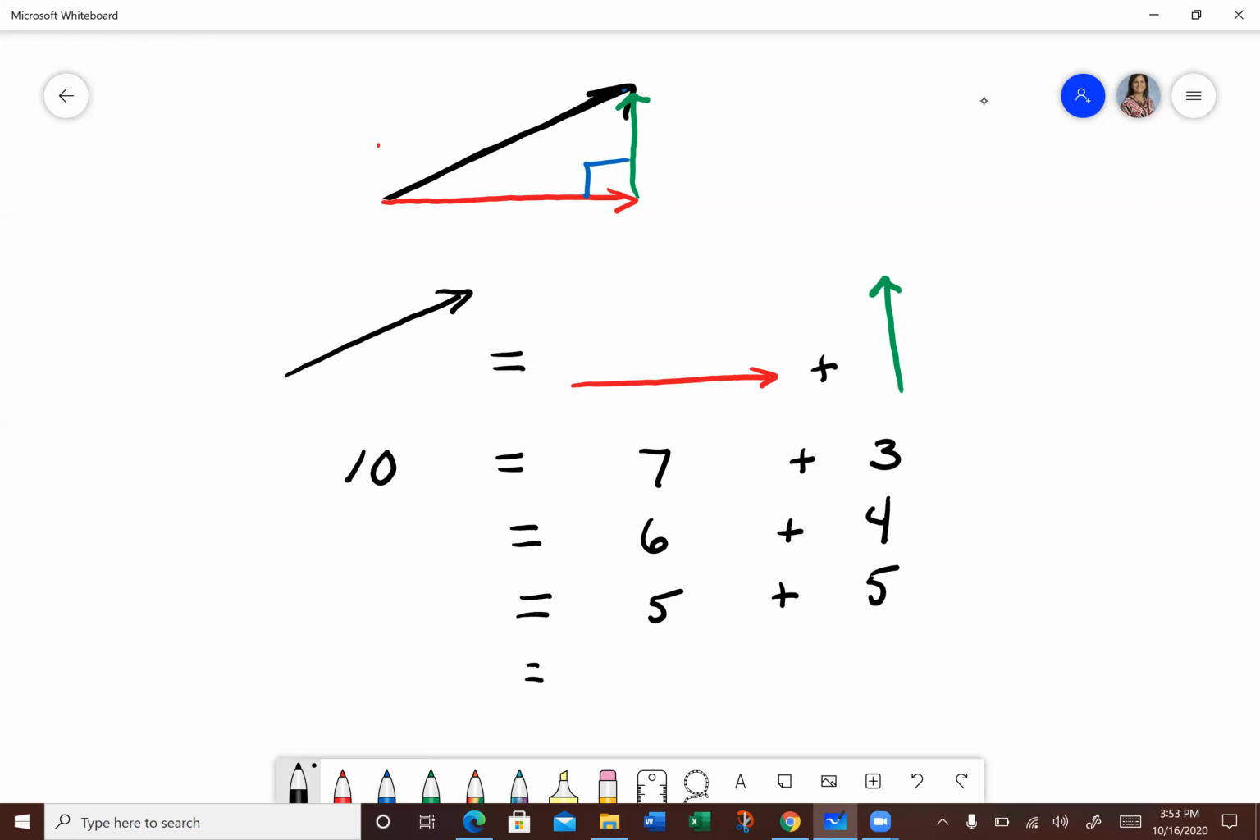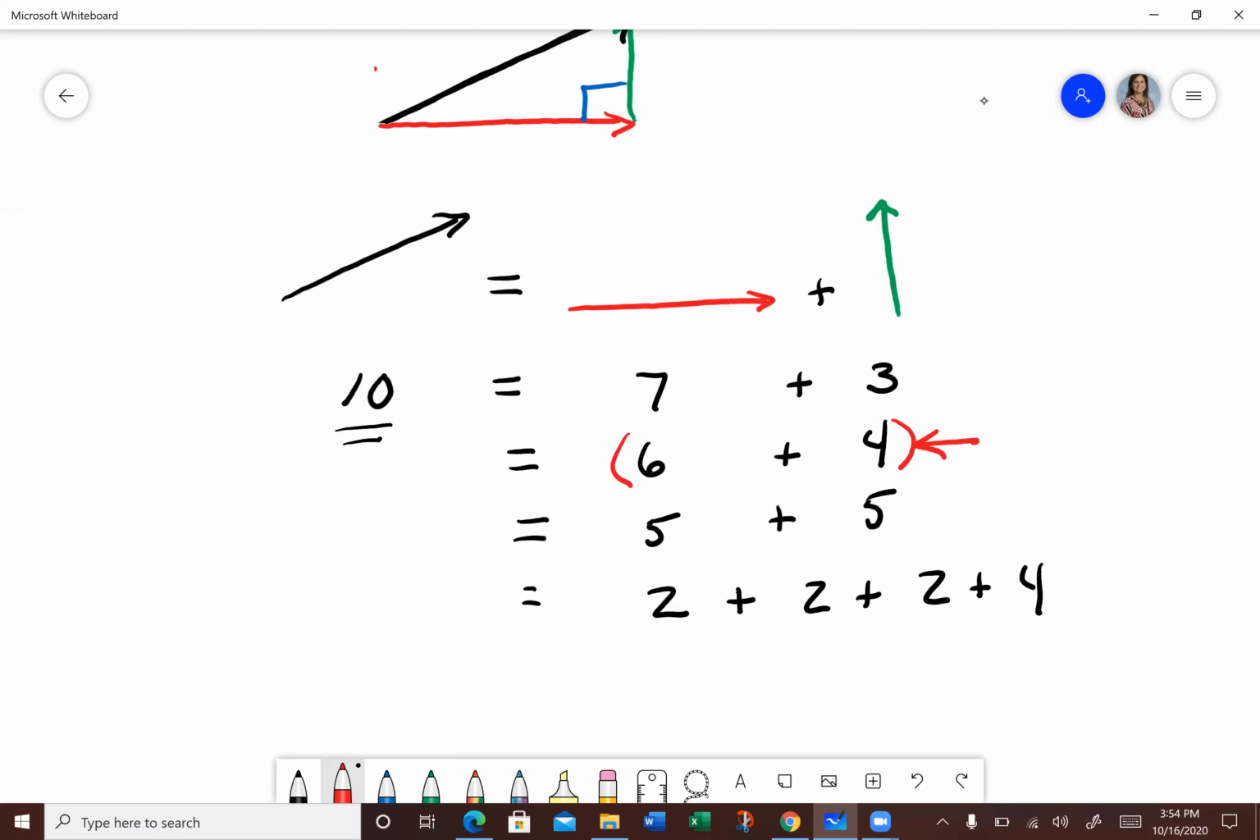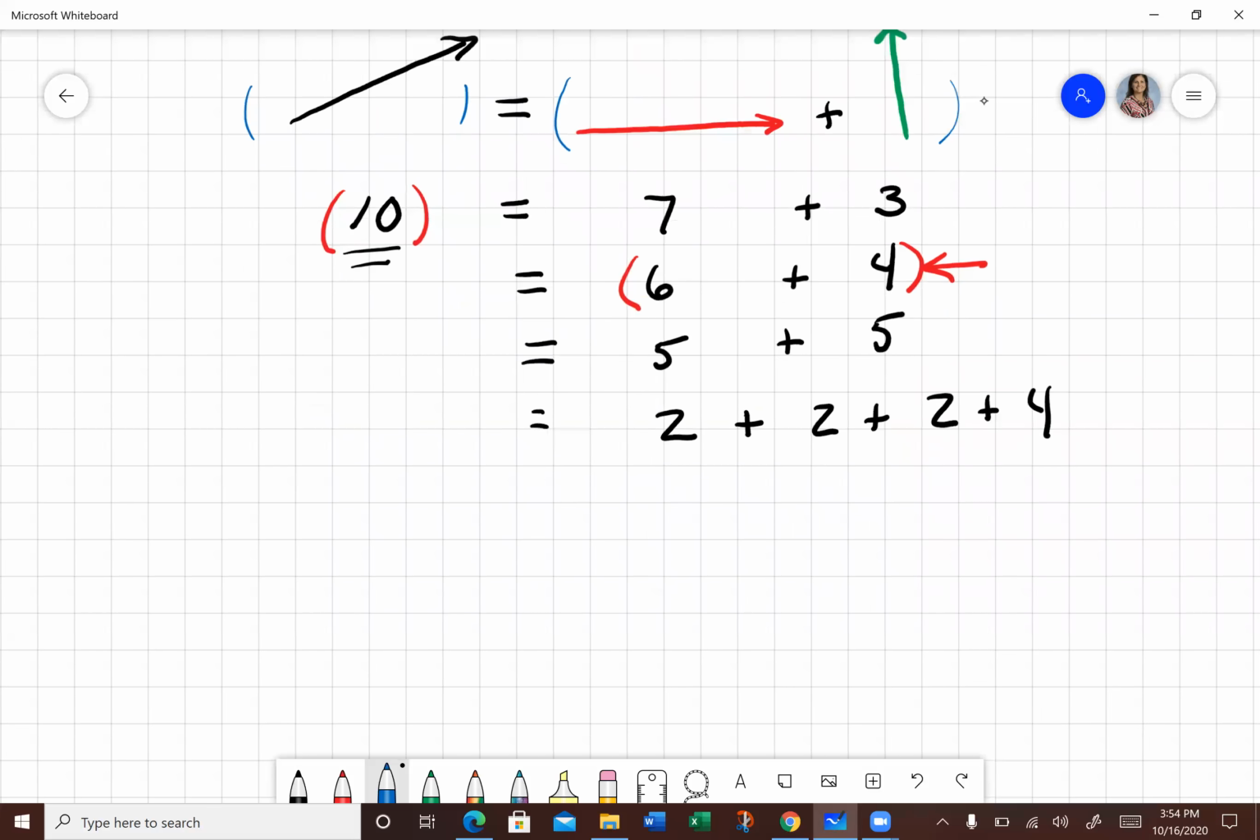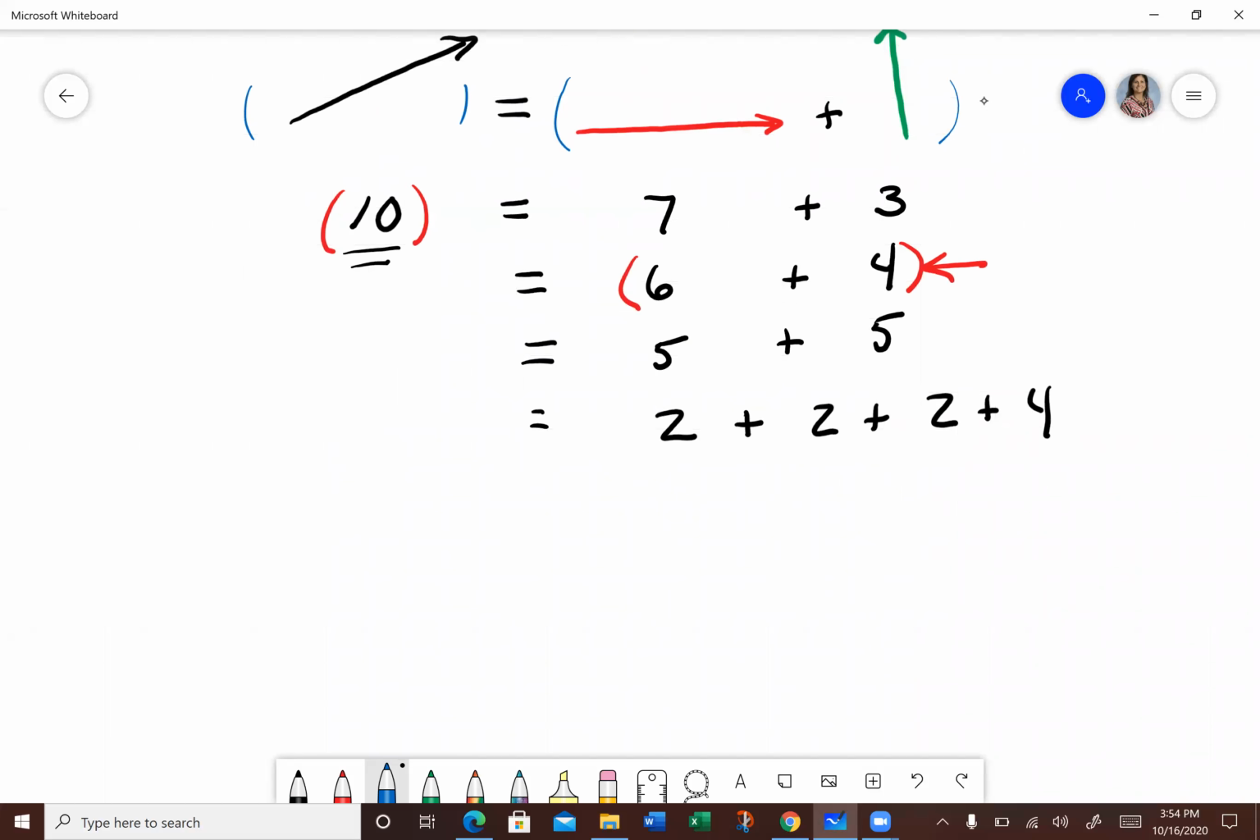So we're doing the same thing up here. If this is my resultant vector, when I add two vectors together that are restricted to be horizontal and vertical, those two give me that original vector. So in a mathematical equation, I could use these two values instead of 10. So in a problem, I can use these two values instead of this one. So that's the goal.